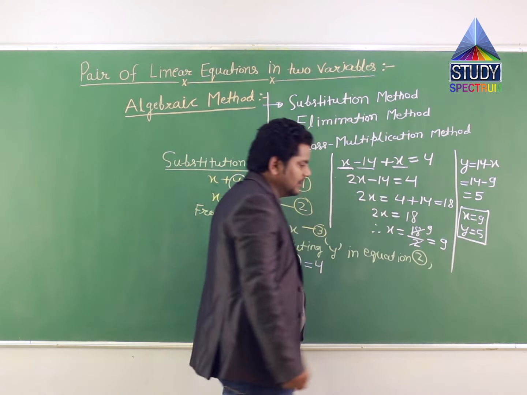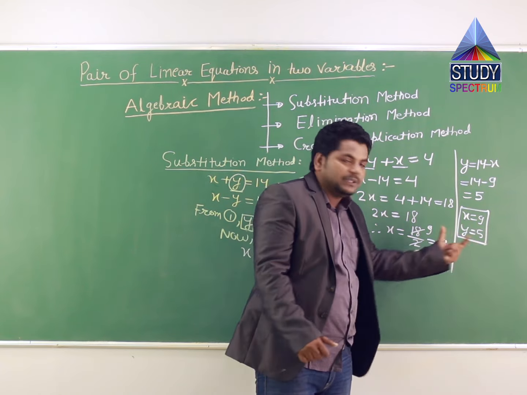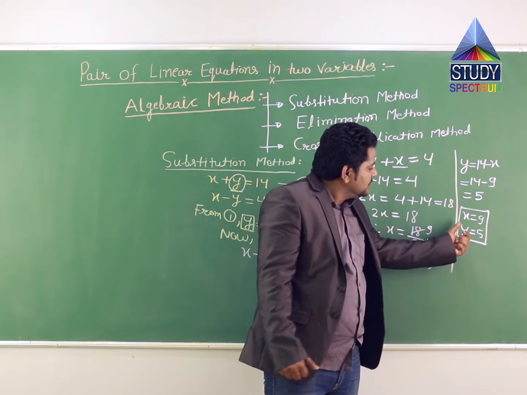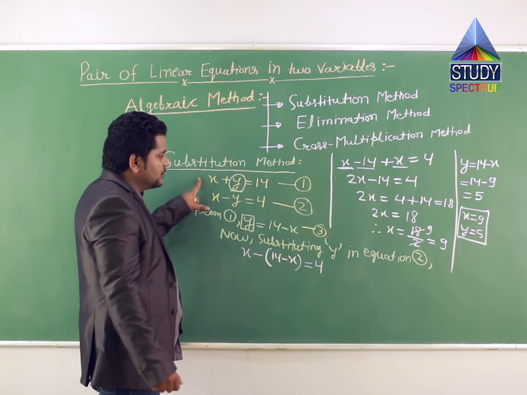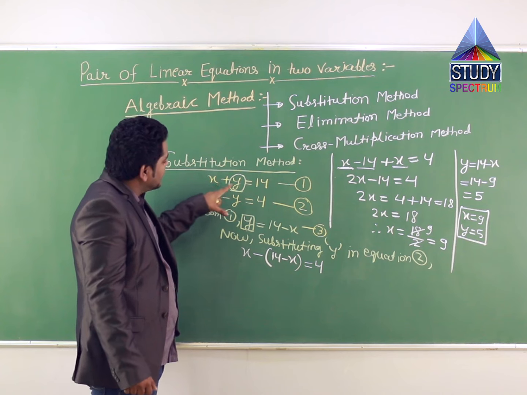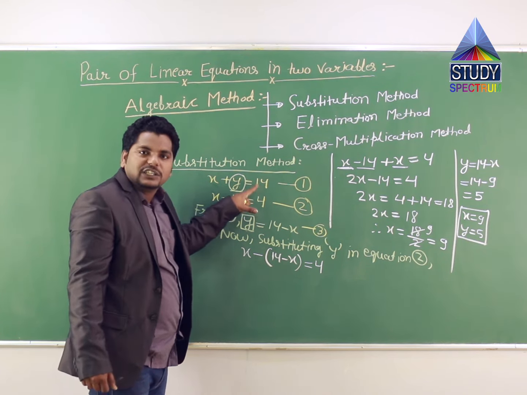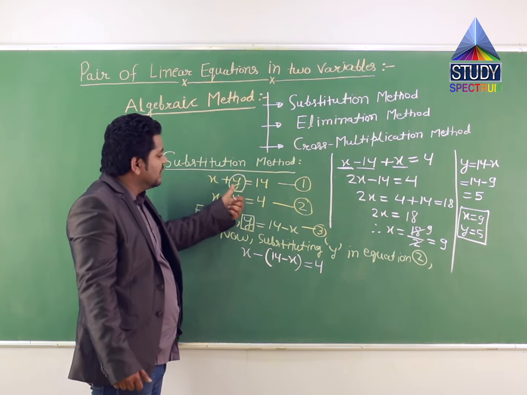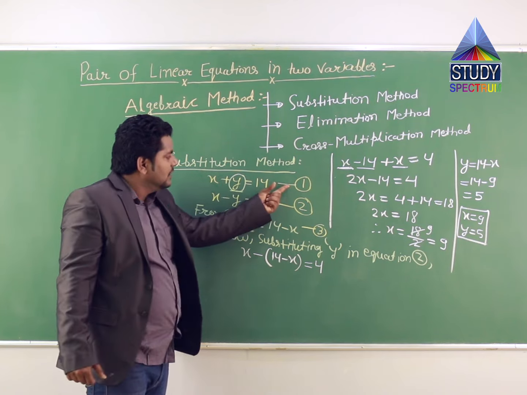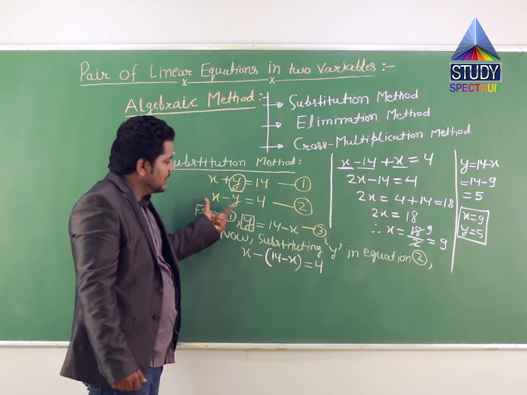Okay. This is the answer. Now let's check whether we have done right or wrong. So we will substitute the values of x and y in the given equation. So x is 9 and y is 5. So 9 plus 5 is 14. It means it is equal to RHS. It means x equal to 9 and y equal to 5 satisfies equation 1.